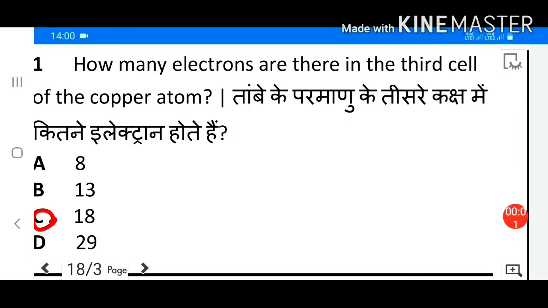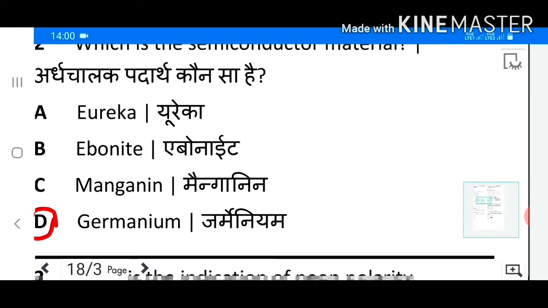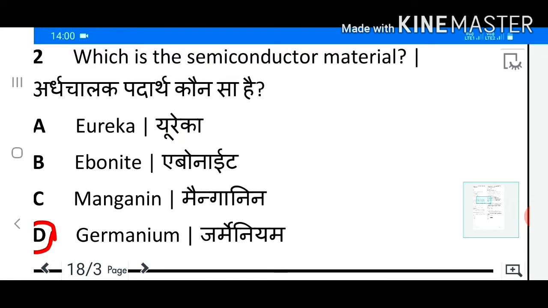Question number 1. How many electrons are there in the third shell of the copper atom? Answer C. 18. 2. Which is the semiconductor material? Answer D. Germanium.